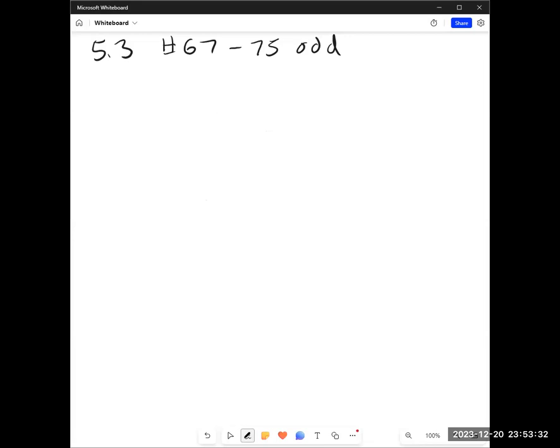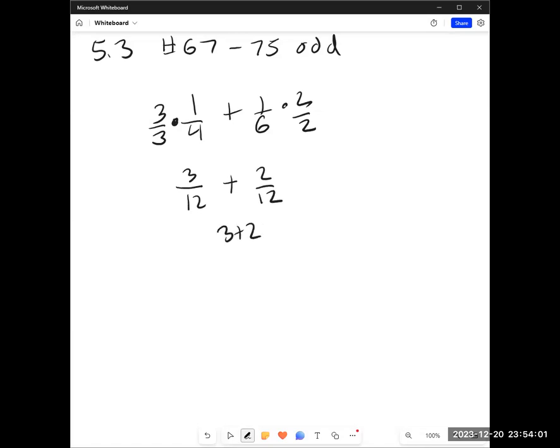Now we have 1 over 4 plus 1 over 6. Now I could take 4 times 6 is 24, but that's not the least common denominator. The first number that both of these go into evenly is 12. So I'm going to multiply this one by 3 over 3, this one by 2 over 2, so that I make denominators of 12 for both. And then I'm going to add and get 5 over 12.